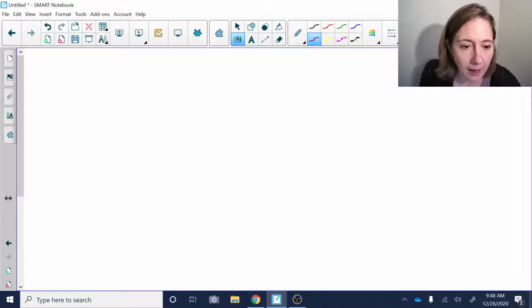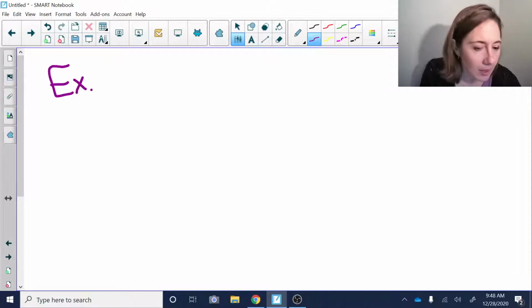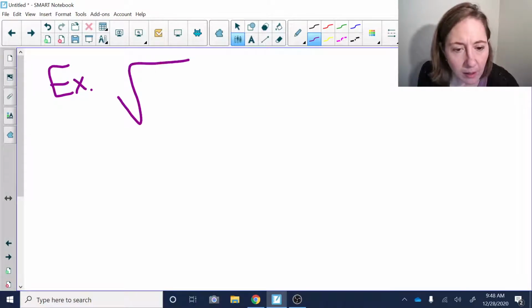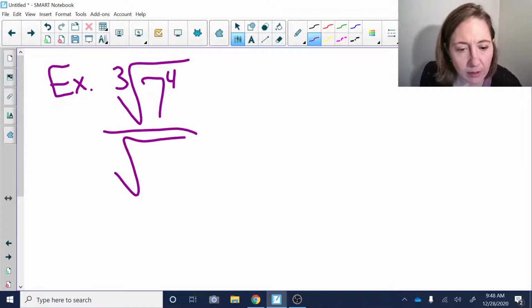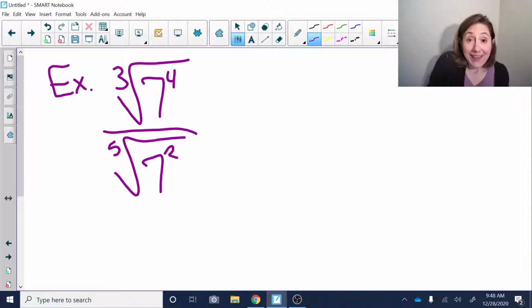What if we had the cube root of 7 to the 4th over the fifth root of 7 squared. Again, I have radicals here. They're different roots. I don't really know what to do with that, so let's change them to their rational exponent or fractional exponent form and then see what we know.